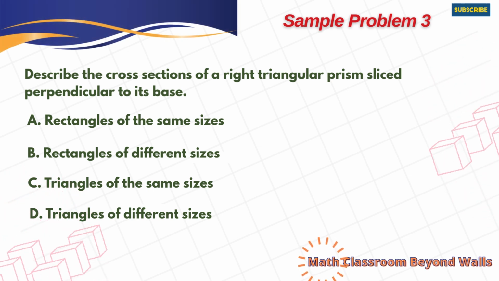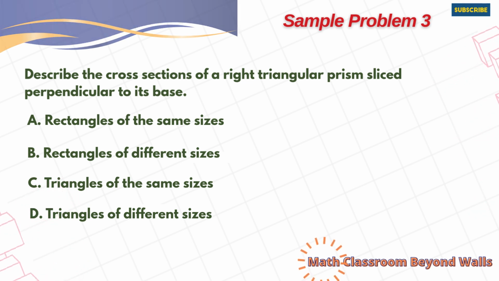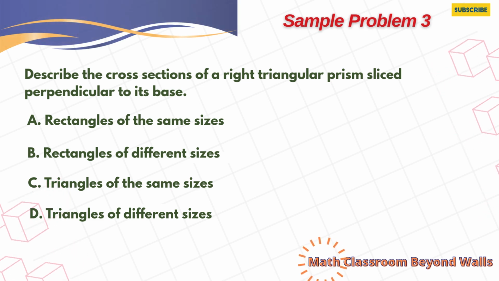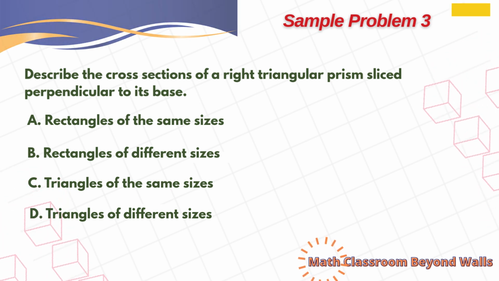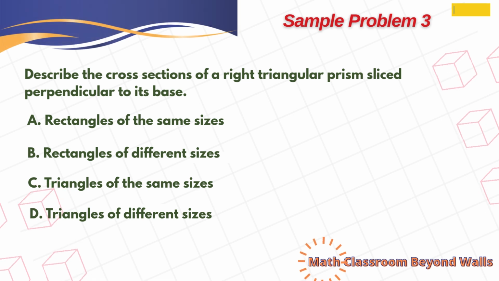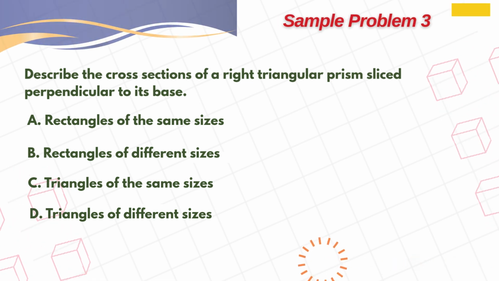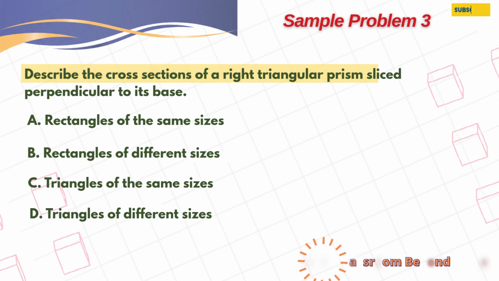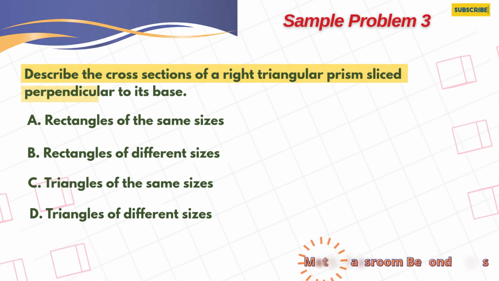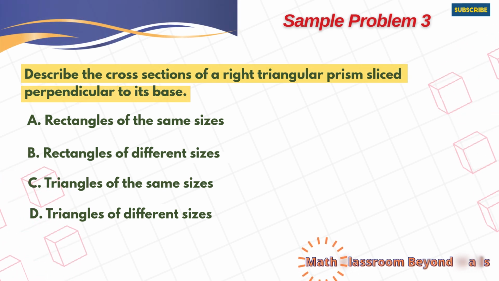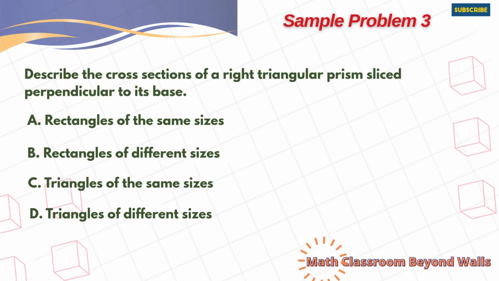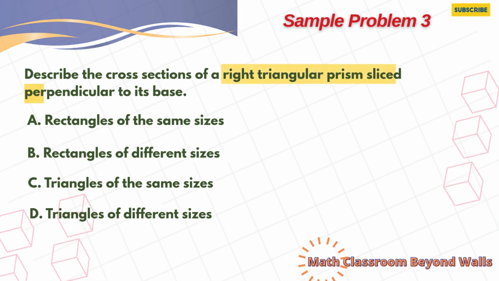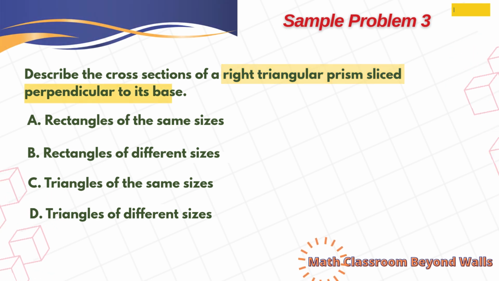As usual, we begin by reading the whole problem and may read it several times when needed to know what we're looking for, to determine what are given, and to figure out how the given information helps find what we're looking for. What is asked in the problem, learners? You're correct. We're asked to describe the cross-sections of the right triangular prism when sliced perpendicular to its base. What are given? We're given a right triangular prism and that it is to be sliced perpendicular to its base.